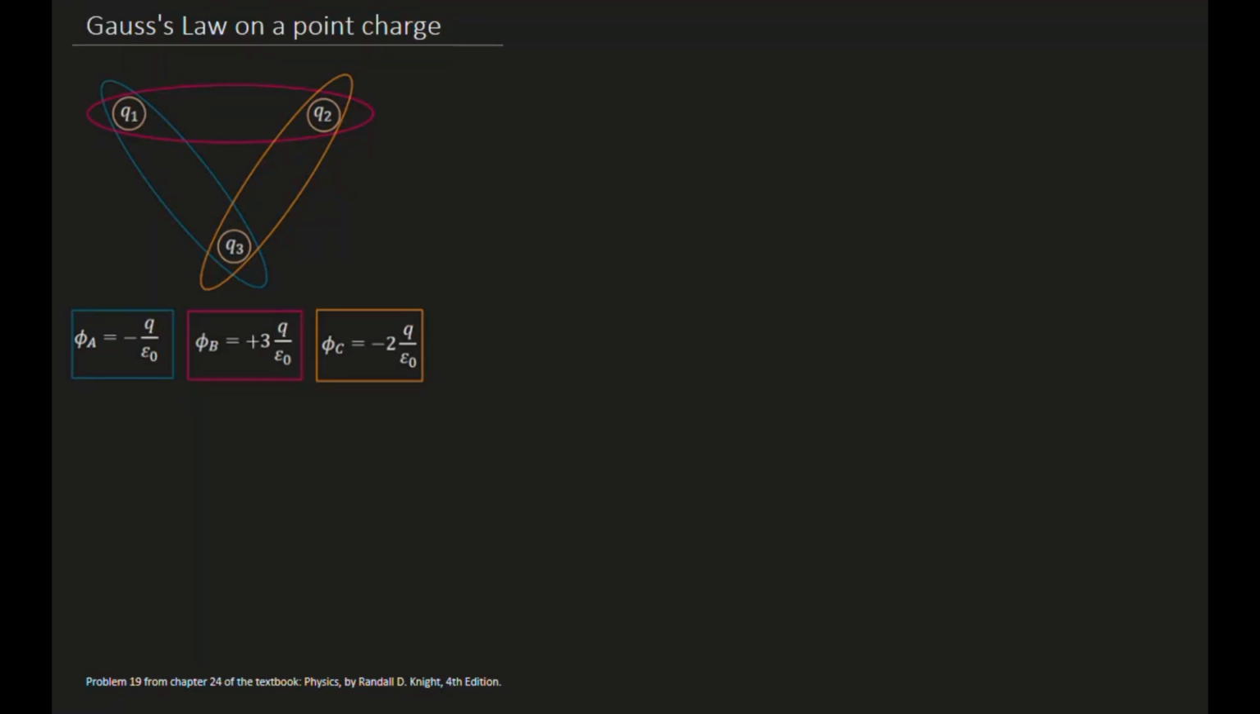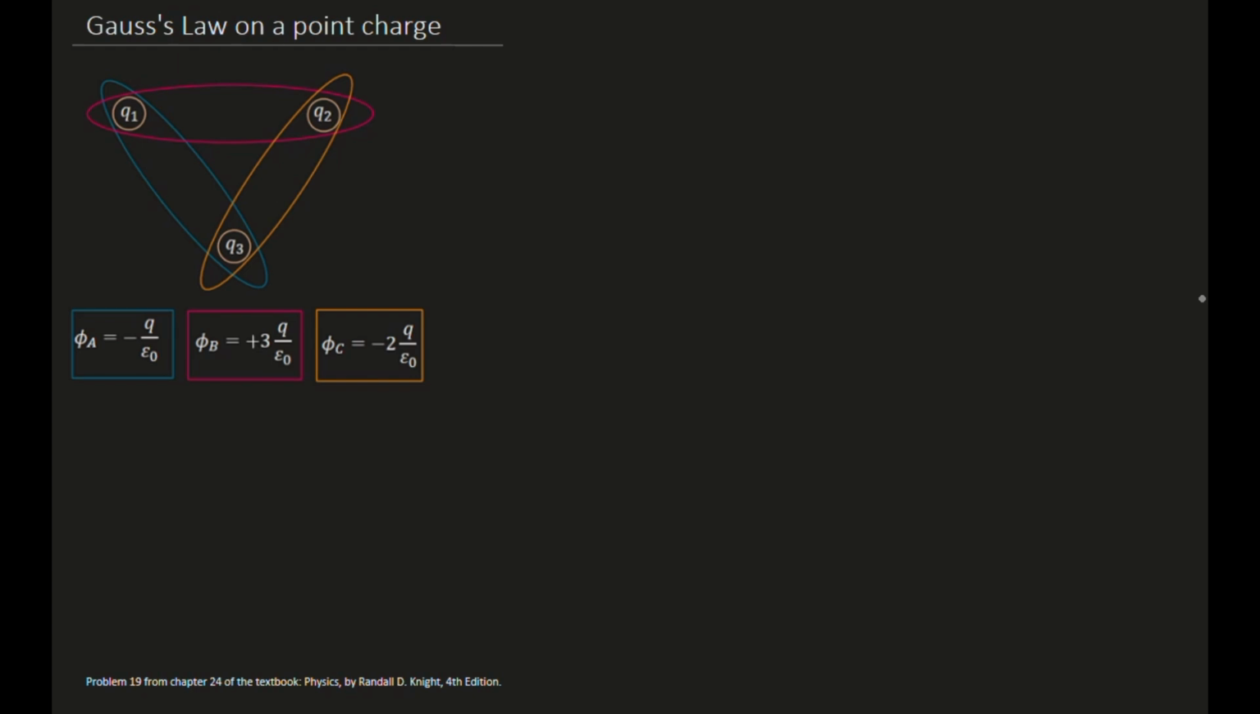Alright, so we're going to take a look at a really good example of figuring out what the charge is on a point charge using Gauss's law. So we have 3 point charges, Q1, Q2, and Q3, and we want to figure out what their corresponding charges are. And I've drawn Gaussian surfaces over each of them.